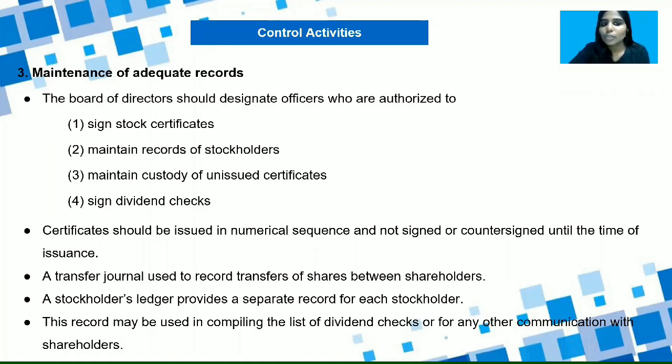A transfer journal is used to record transfer of shares between shareholders. The stockholder ledger provides a separate record for each stockholder. The record may be used in compiling the list of dividend checks or for any other communication with the shareholders. So it is very important for the company to maintain the shareholders record.